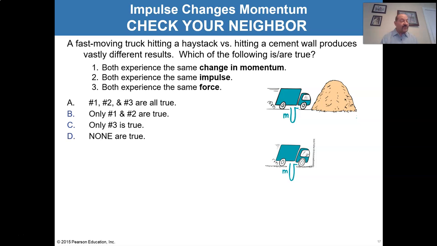Is it all 3 are true? Only number 1 and 2 are true? Only number 3 is true? None of them are true. Give you a second to think about it.